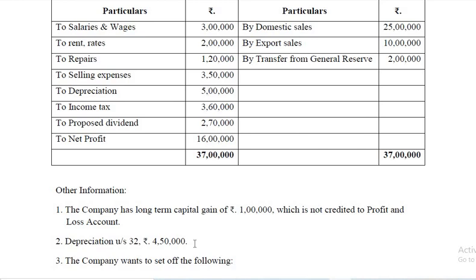While computing business income, let me repeat, the starting point is net profit. To that you can add depreciation as a disallowed item, 5 lakh, and then deduct 4,50,000 from net profit while computing business income. Or else, the excess depreciation of 50,000, that is 5 lakh minus 4,50,000, can be added back to this net profit of 16 lakh.